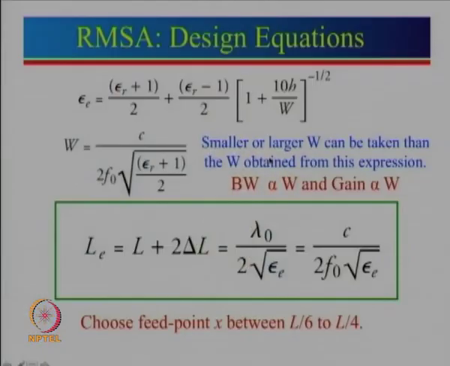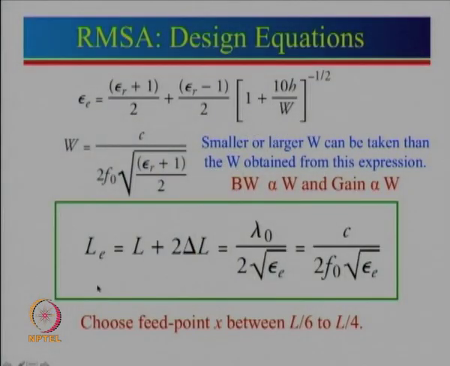From circuit point of view, that means there will be more losses, and more lossy means Q will be low, and if Q is low, bandwidth will be high. So, one can actually choose, but sometimes we may have to take a smaller W, because we need to fit the antenna into a certain area. Suppose, let us say, you want to design an antenna for a mobile phone, you can't use a very large W because the size of the mobile phone is small.